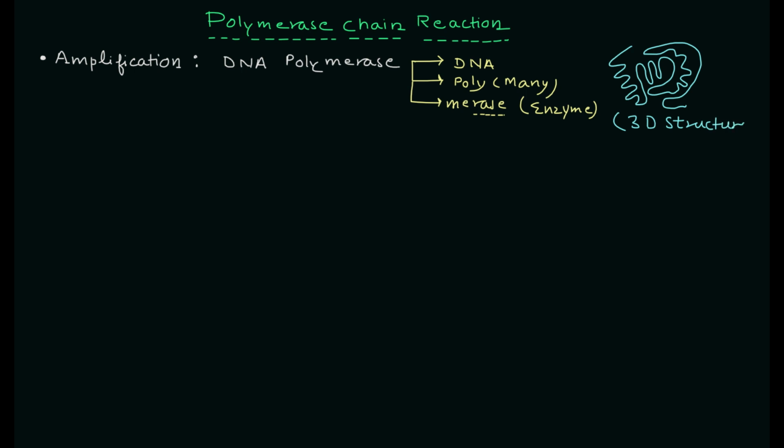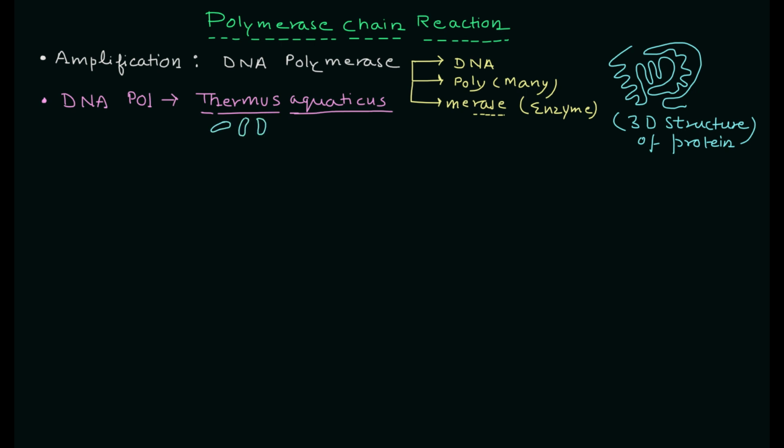So what is DNA polymerase? It's nothing but a protein molecule, and protein molecules, we all know, have a three-dimensional structure, which is important for their function. Now, DNA polymerase is also known as Taq DNA polymerase. Why? Because it is purified from Thermus aquaticus, the name of the organism, which in short we can call Taq, right? T from Thermus, AQ from aquaticus.